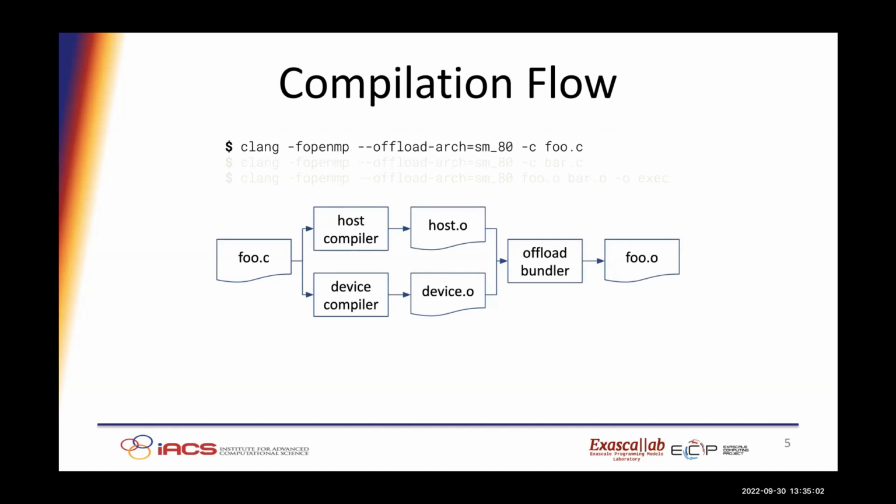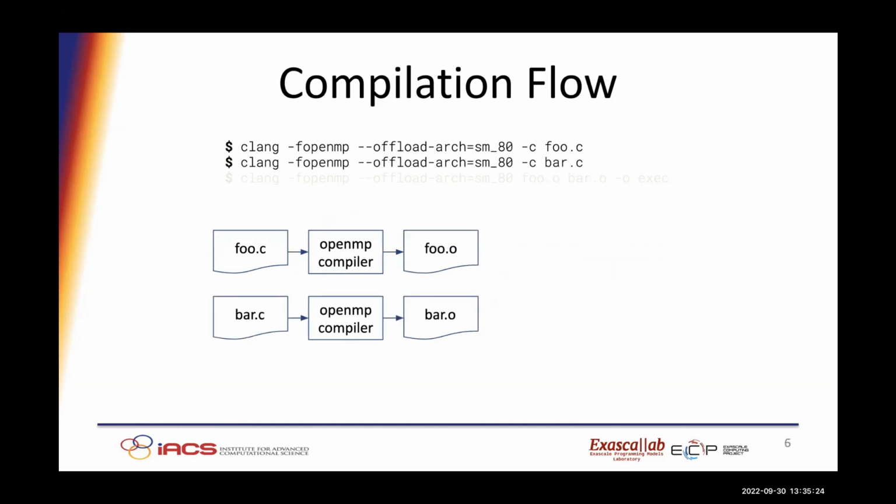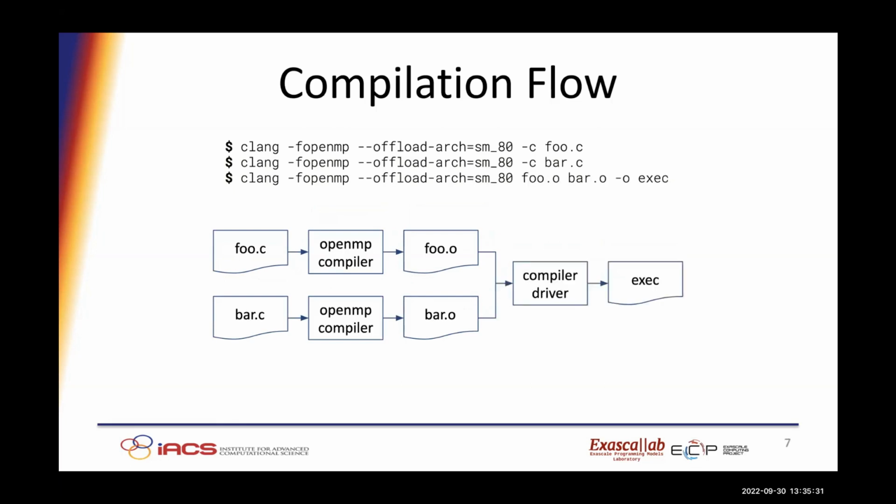Let's say we have an OpenMP target offloading program and we want it to run on an NVIDIA A100 GPU. It contains 2 source files, foo.c and bar.c. When we compile it, we first compile foo.c. The compilation has 2 passes, and the host code and device code will be bundled together. Next, we compile another file, bar.c, with basically the same procedure. After we get the 2 object files, we link them together.